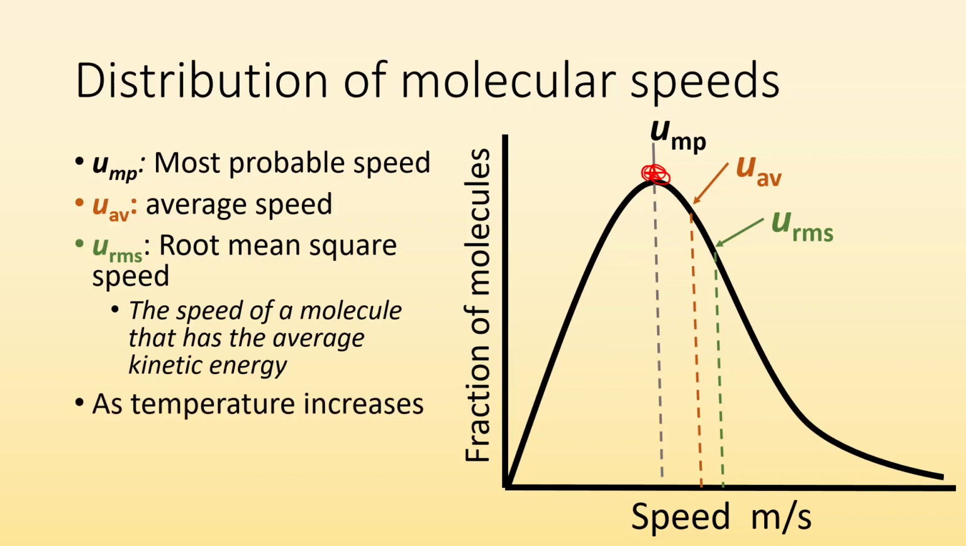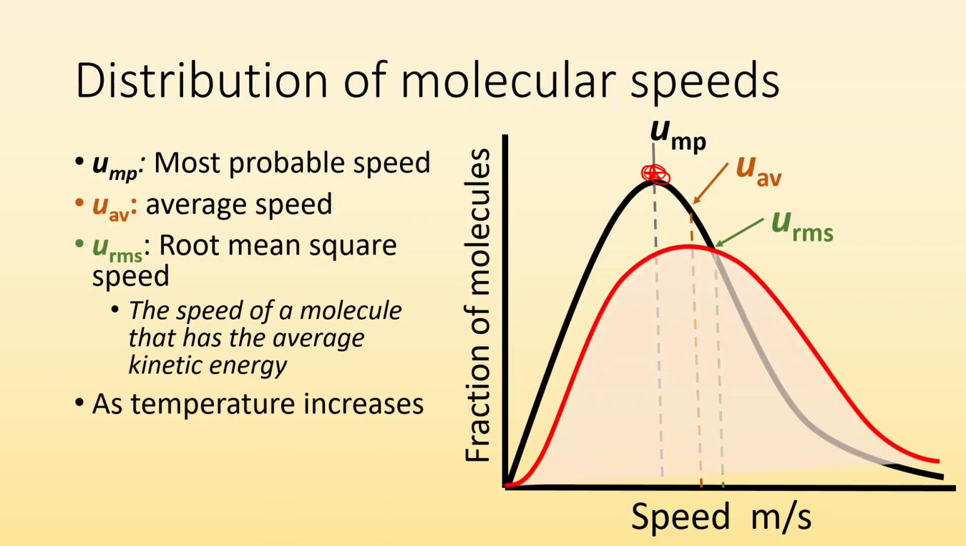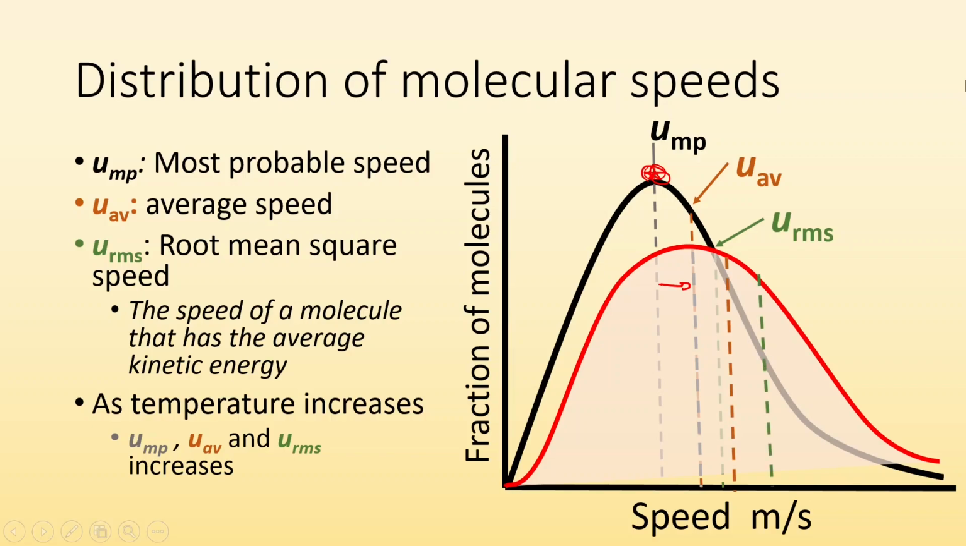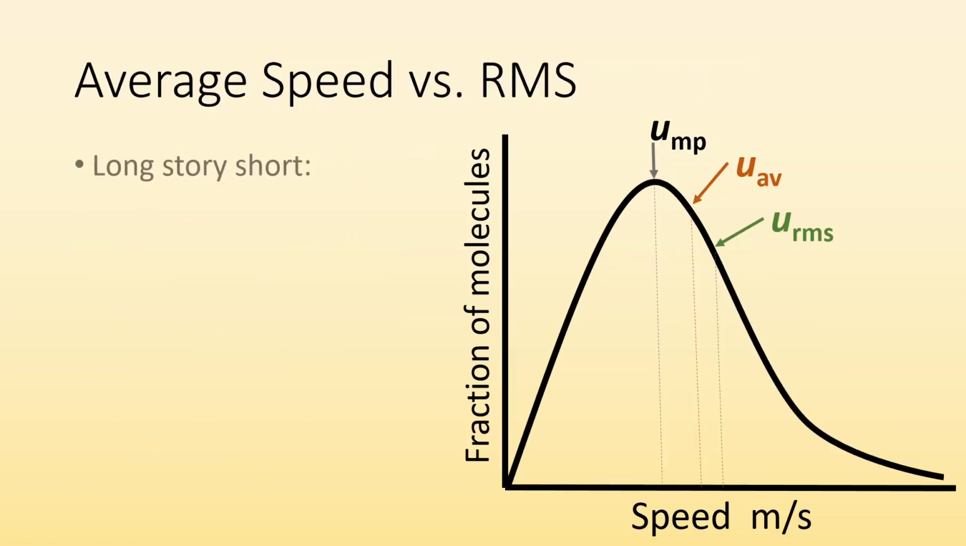So as temperature increases, what happens to these values? They all increase. The most probable speed increases. You can see it kind of shifted from here to there. The average speed is also going to shift and increase, and the root mean square speed is also going to increase as well. So, average speed versus root mean square speed.